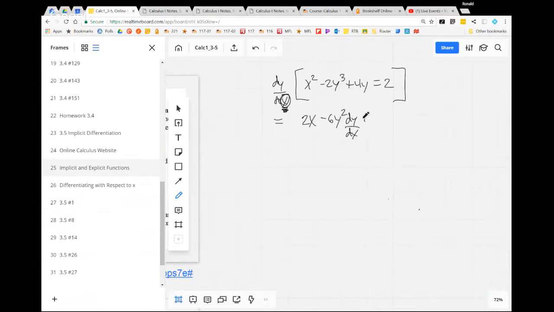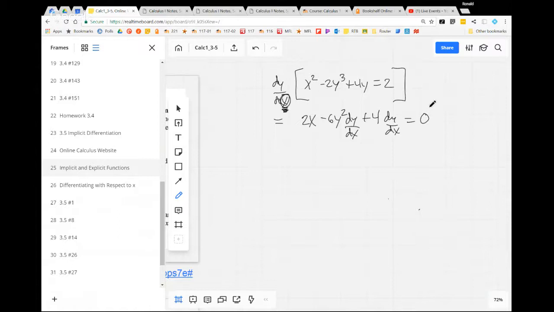Next one is plus 4. But again, because it's a y term, we've got to do the chain rule, dy dx. And when you differentiate a constant, that's 0. So you just kind of do it right over the equal sign. All right, so what good did that do us?